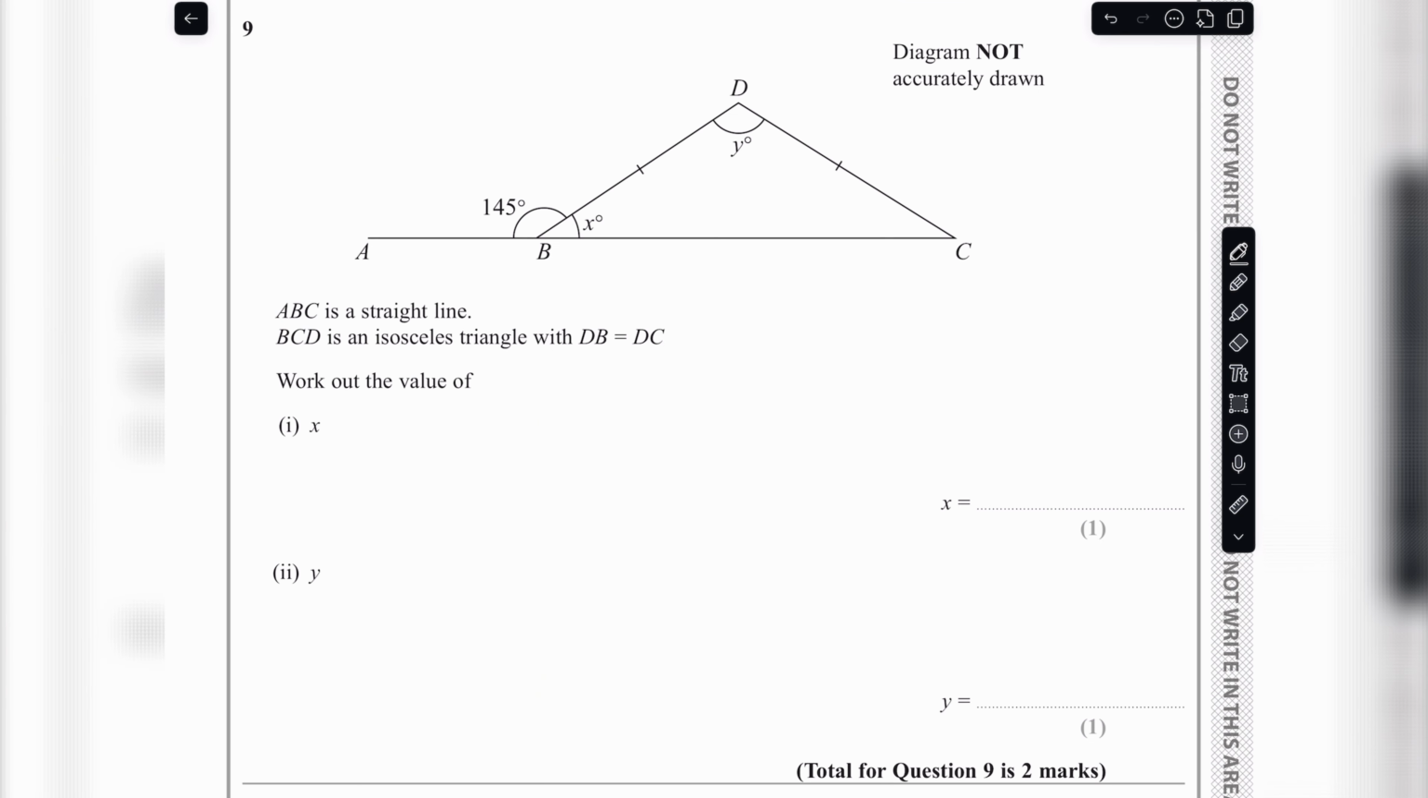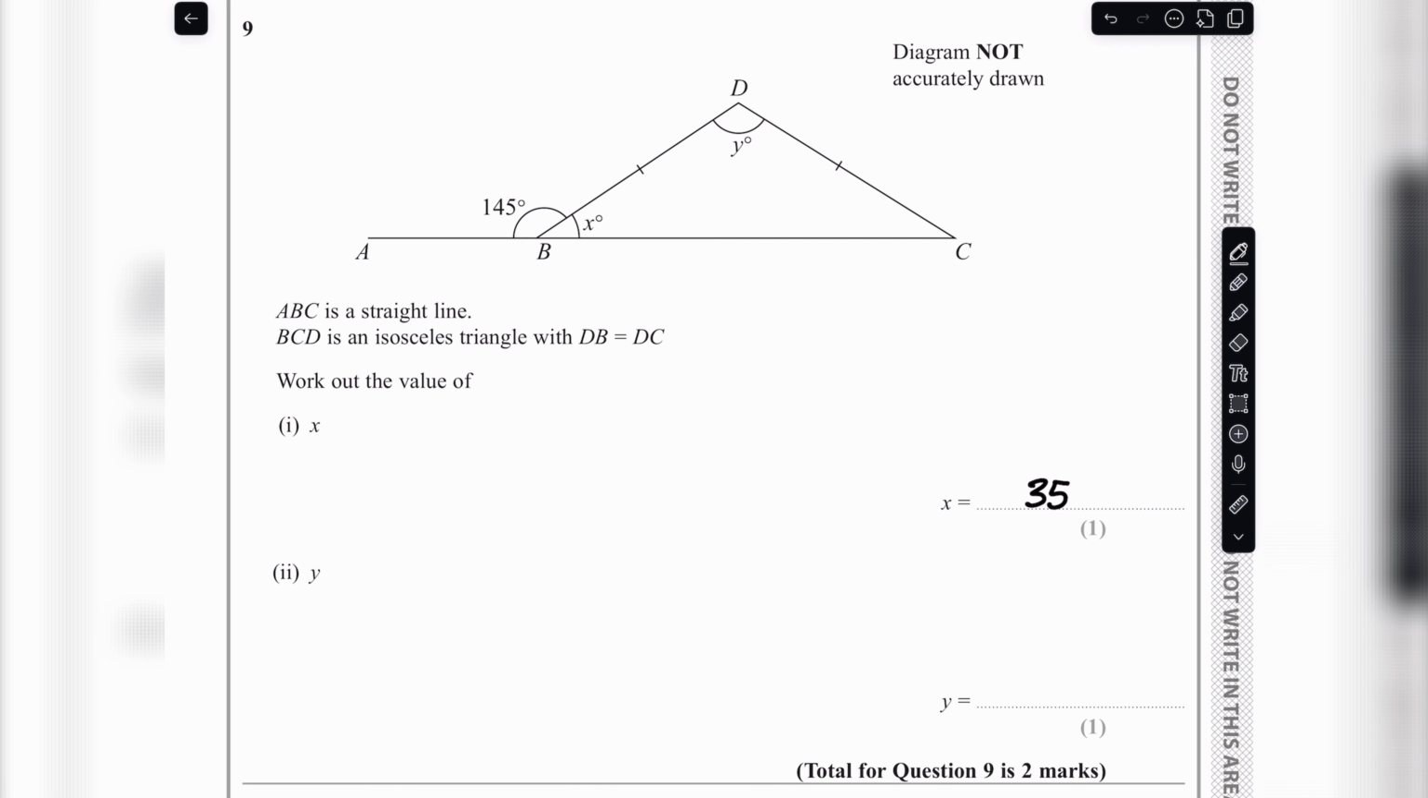In question 9, we are told that ABC is a straight line, BCD is an isosceles triangle with DB equal to DC. Work out the value of x. So given as the sum of the angles on a straight line is 180 degrees, x can simply be obtained by subtracting 145 degrees from 180 degrees, giving us a value of 35 degrees.